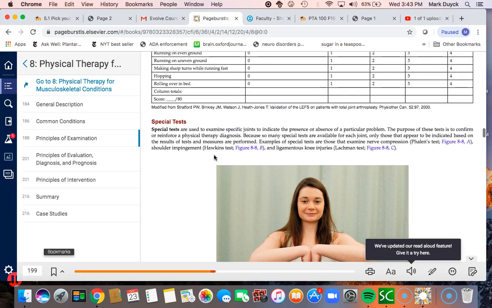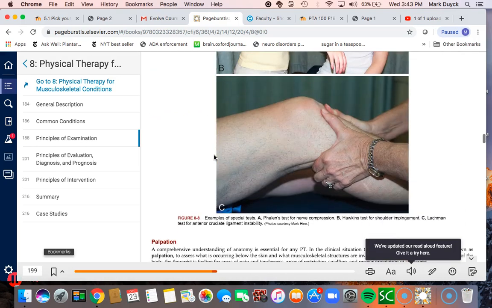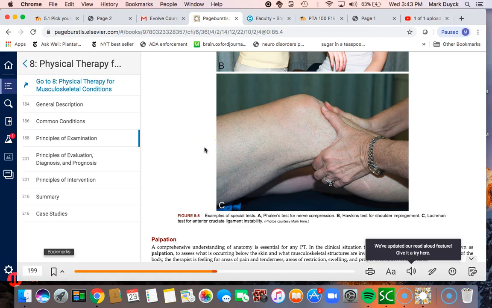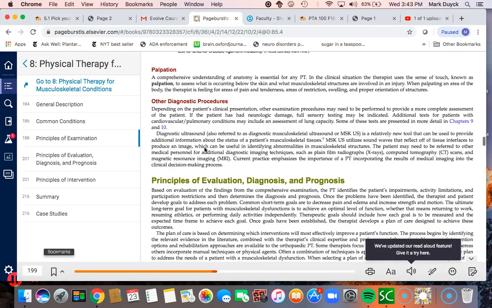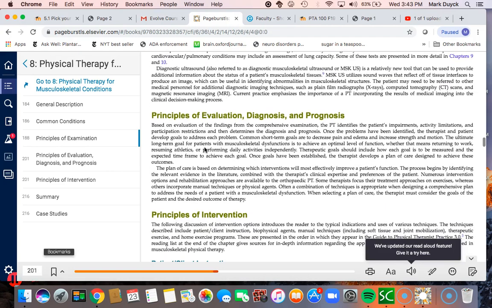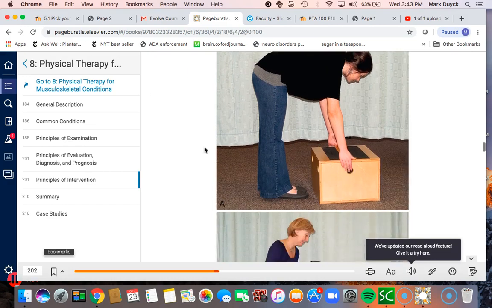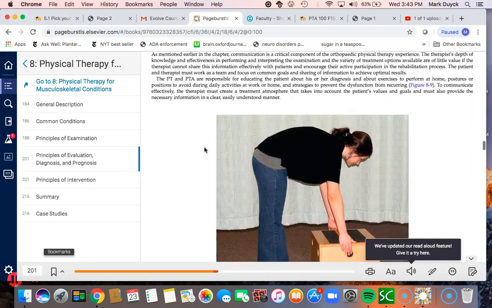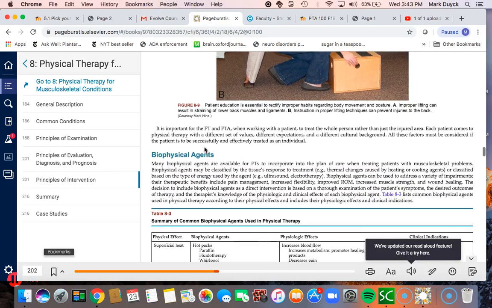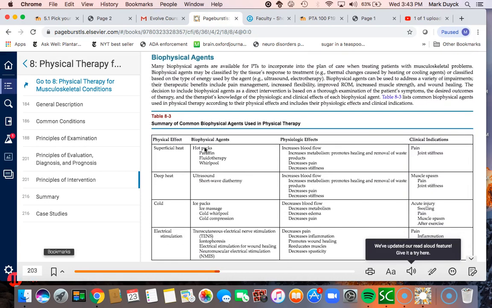And then we have some pictures of special tests. I'm not asking you to memorize any of these special tests, so you can just skim through that. That is asking way too much. You'll be getting into that winter and spring term. And then some interventions that you've already practiced, such as body mechanics, are shown here. Using some agents for musculoskeletal problems.